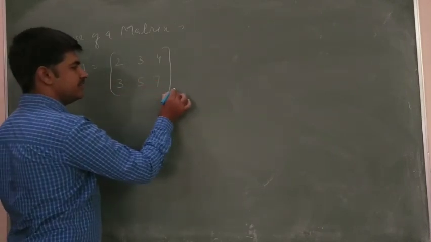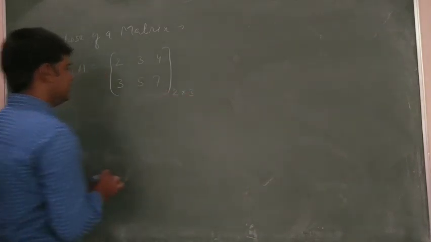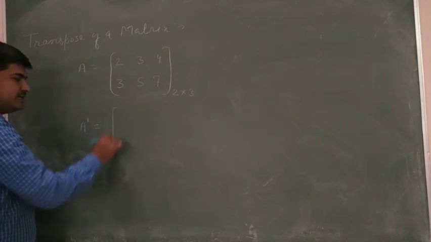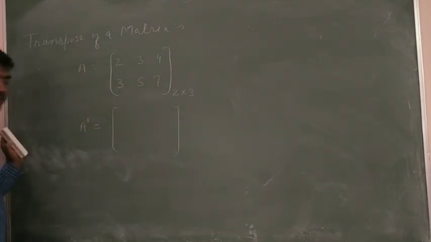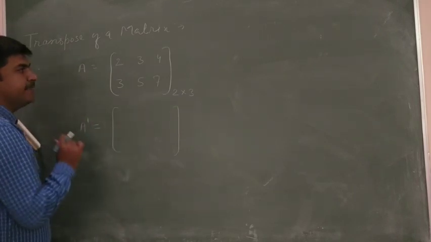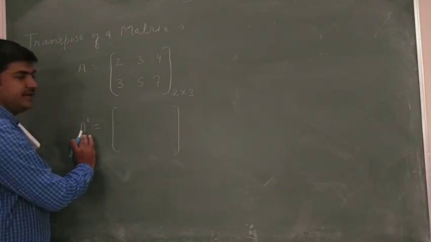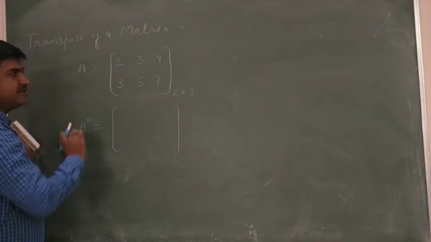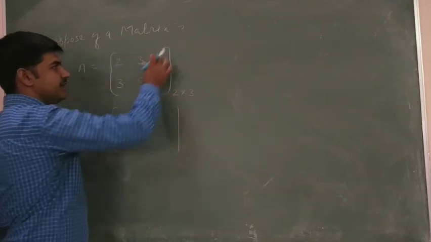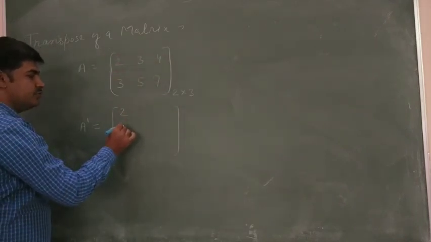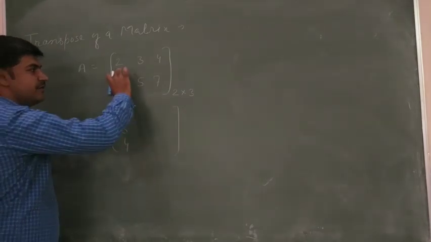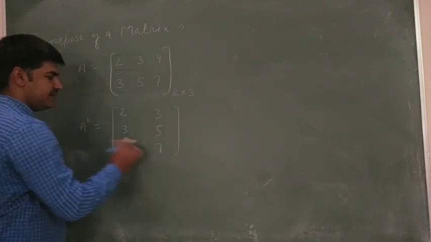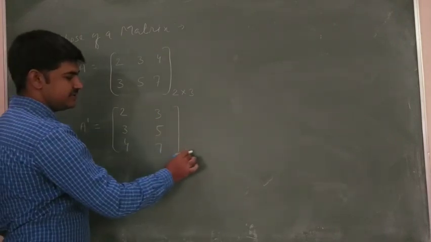Obviously the order of this particular matrix is 2 by 3. Now I am finding the transpose of matrix A, that is A dash, as I have written in the definition: the transpose of matrix A is obtained by interchanging the rows and columns of A. So let us interchange. The first row of matrix A now will become the first column: 2, 3, 4. The second row of matrix A becomes the second column: 3, 5, 7. And it is obvious that the order of this particular matrix is 3 by 2.